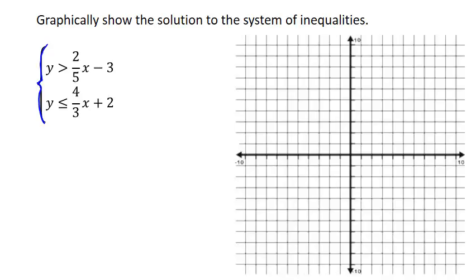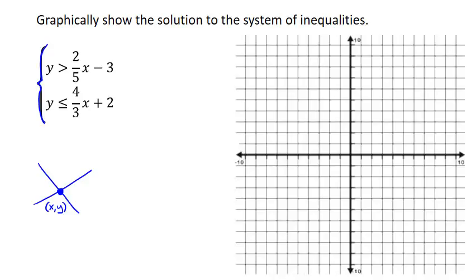the same time. Now, when we were doing this with a system of equations, we'd graph both equations and we'd look for the point at which the two graphs intersected each other, and that xy coordinate was the solution to that system of equations. With a system of inequalities, things are a little different.